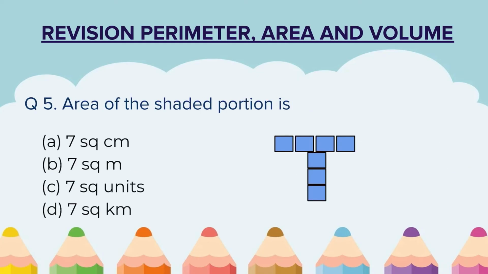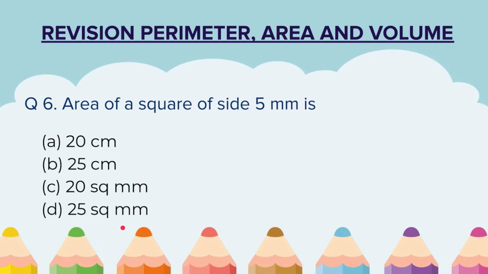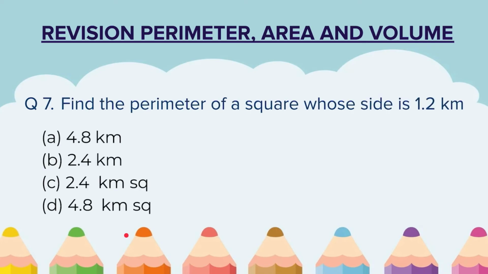Question 5. The area of the shaded portion is. Now here again, similar question with all the numbers as 7, only the difference is in the units. So carefully choose the correct answer. Question 6. Area of a square of side 5 millimeters is. Here you have to choose the correct answer out of the 4 options. Question 7. Find the perimeter of a square whose side is 1.2 kilometer. 4 options are given. Choose your answer.